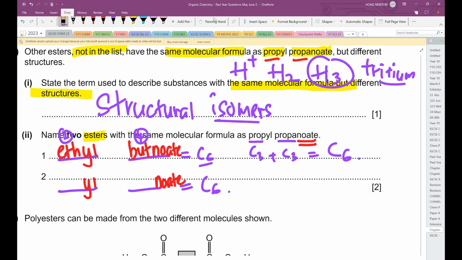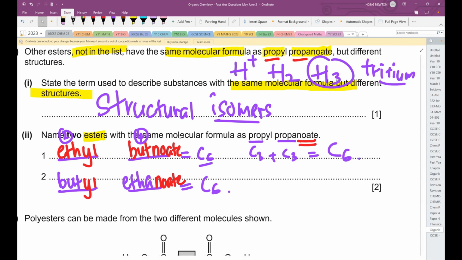So then, okay, you don't need to be so complicated. You can write down this one, like what Hansi just now said. 2 plus 4, then 4 plus 2, can? So this one you just write down butyl ethanoid, like that.